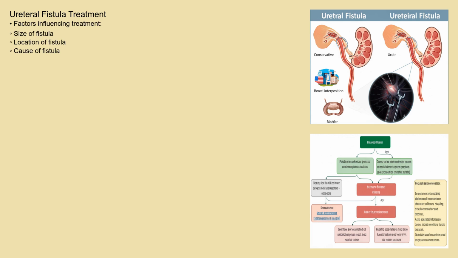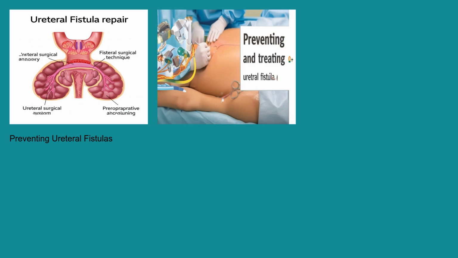Less invasive endoscopic approaches are also becoming increasingly available for select patients, such as using fibrin glue or clips to seal the fistula. Preventing ureteral fistulas primarily focuses on meticulous surgical technique during pelvic and abdominal procedures. Surgeons should be aware of the anatomy of the ureters and take precautions to avoid injury during surgery. Thorough preoperative planning, including imaging studies to identify any anatomical variations, can help minimize the risk. In patients undergoing radiation therapy, careful planning and delivery of radiation can help reduce the risk of radiation-induced fistula formation. Prompt management of urinary obstruction and underlying inflammatory conditions can also help prevent ureteral fistulas from developing.